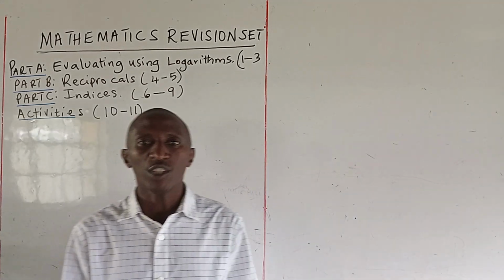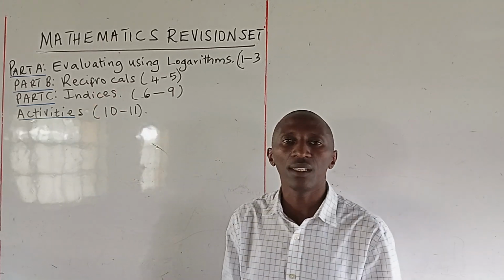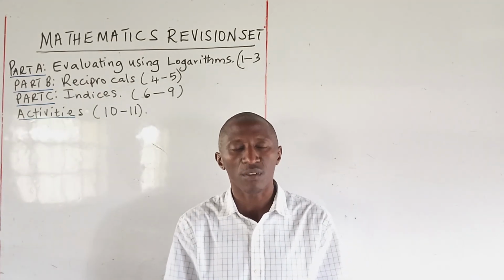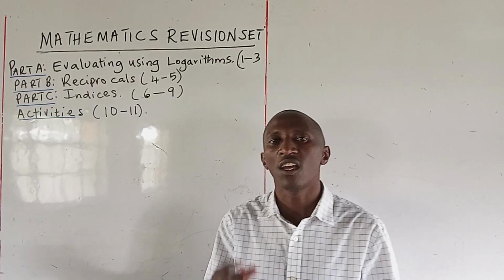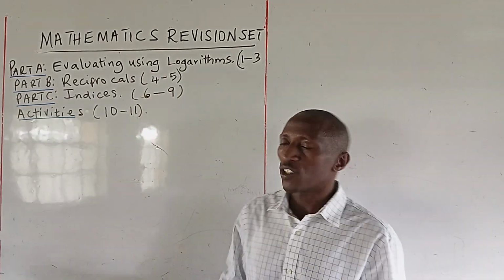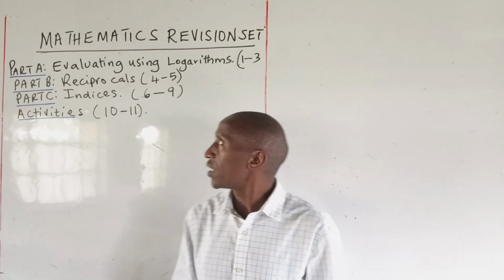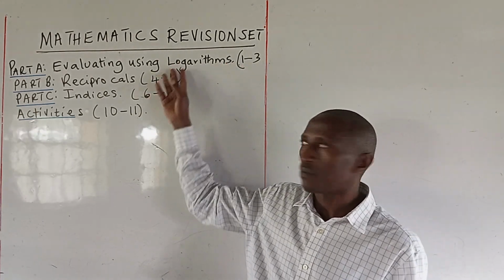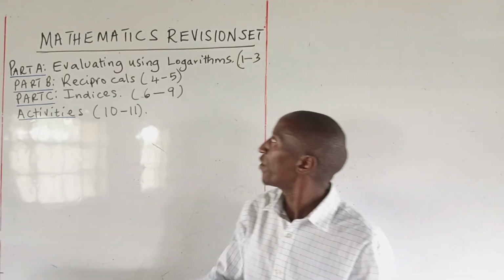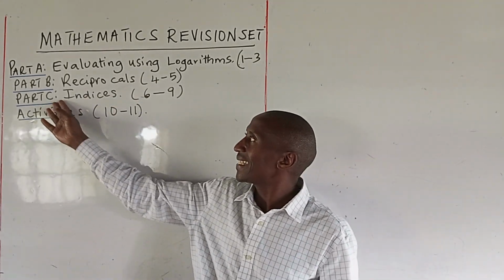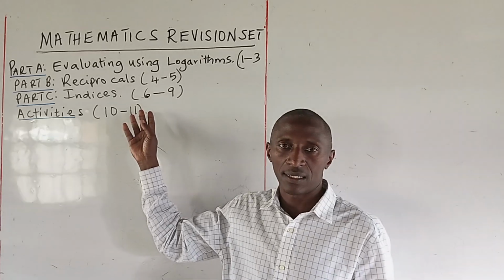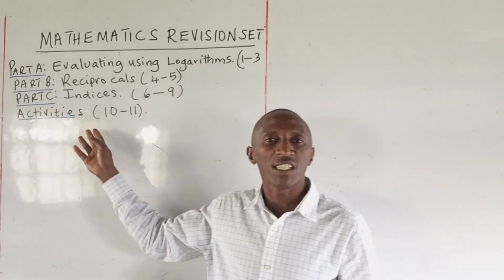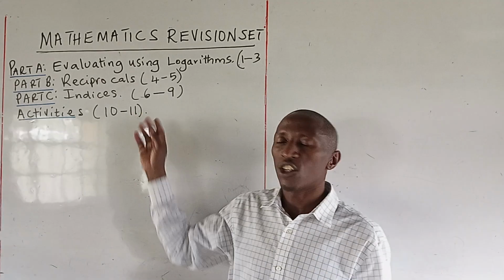In this lesson, we shall cover topics in evaluating using logarithms. Students call this the logarithm part, or the work in logarithms. We shall look at reciprocals in questions 4 to 5. In number 1, we shall have 1 to 3 logarithms. Questions 4 to 5, reciprocals. In part C, we shall have indices. Questions from 6 to 9, and then we shall have a set of activities in number 10 to 11.